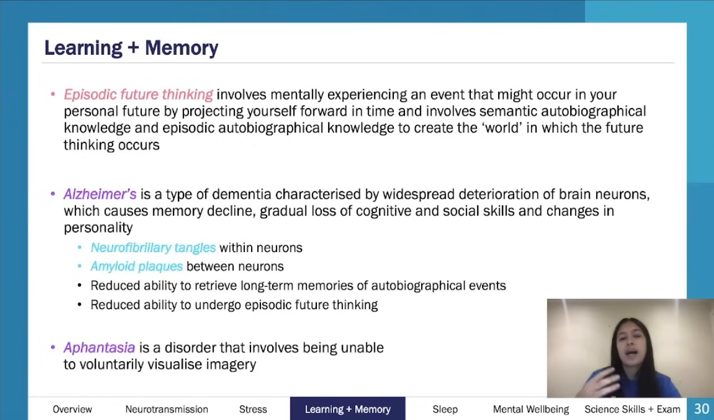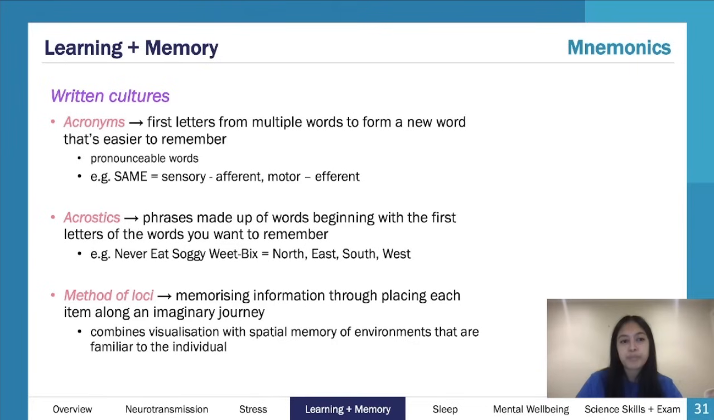So you can see how autobiographical events will be different, and therefore episodic future thinking. When I think about episodic future thinking, imagined futures, you can think about a picture of yourself in that environment. Whereas aphantasia would be a bit different. Again, maybe this is sort of listing things.